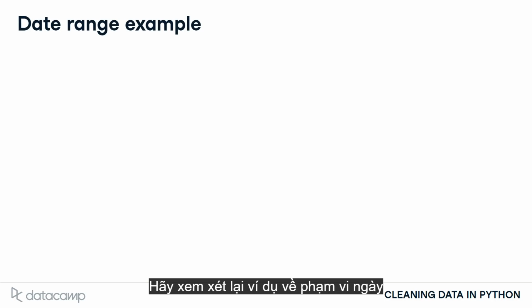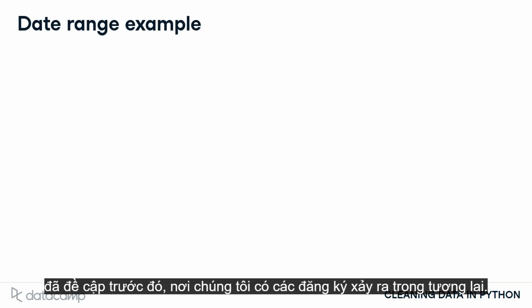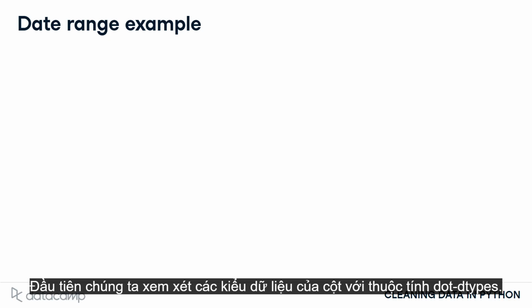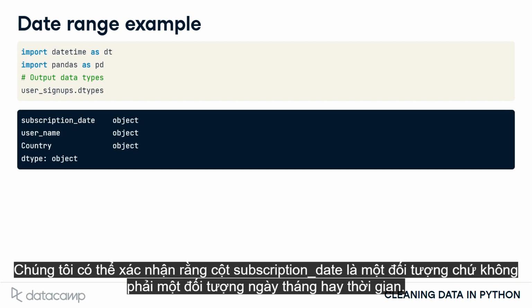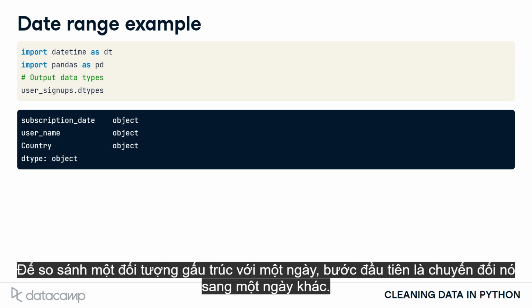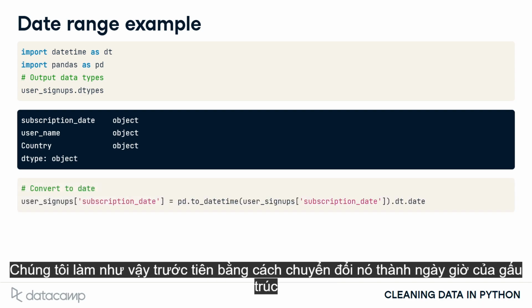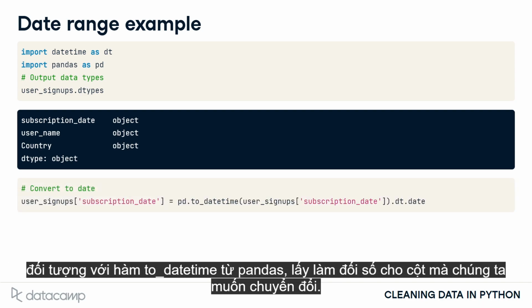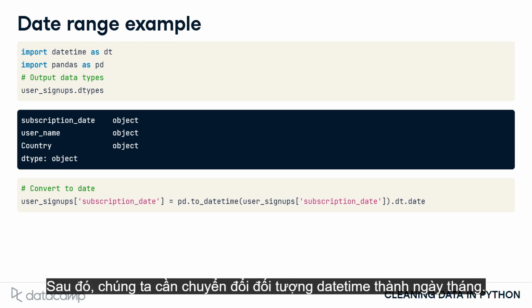Let's take another look at the date range example mentioned earlier, where we had subscriptions happening in the future. We first look at the data types of the column with the .dtypes attribute. We can confirm that the subscriptions date column is an object and not a date or datetime object. To compare a pandas object to a date, the first step is to convert it to another date. We do so by first converting it into a pandas datetime object with the to_datetime function from pandas, which takes in as argument the column we want to convert. We then need to convert the datetime object into a date. This conversion is done by appending dt.date to the code.